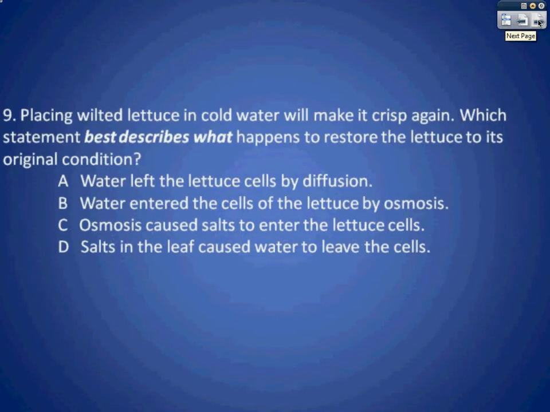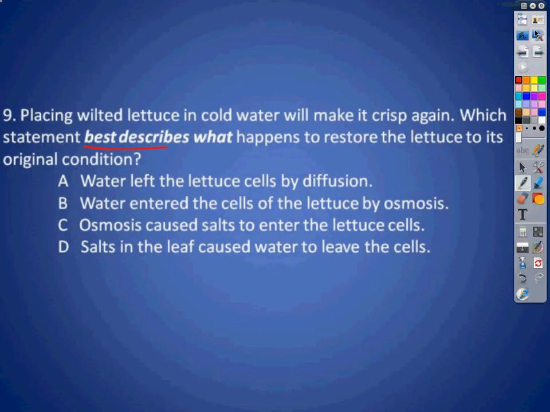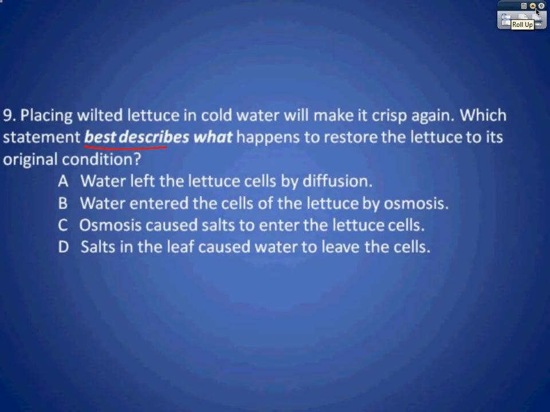All right, number 9. Placing wilted lettuce in cold water will make it crisp again. Which statement best describes what happens to restore the lettuce to its original condition? All right, so we have to look at each choice one at a time. We got that plant cell, and it was all wilted looking. You then added water, and it swelled back up again. So it's wilted, and it swells. So where'd the water go? The water went inside the cell, to make it swell up.